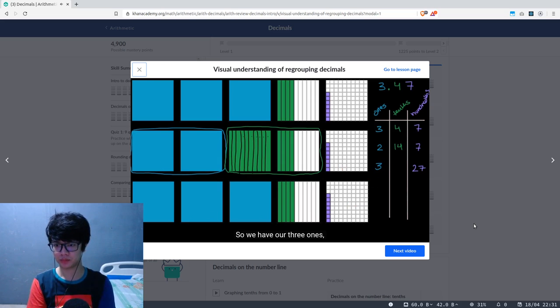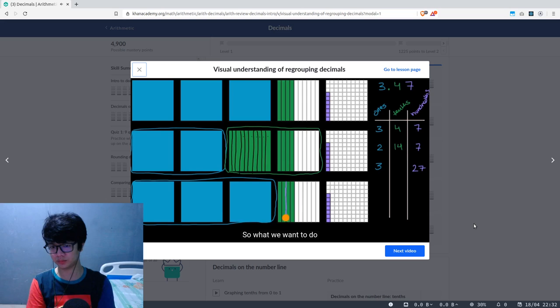So we have our 3 ones. That was just like the first case. Right over there, we have our 3 ones. But now we have 27 hundredths. So in addition to these 7 hundredths, we have to find another 20 hundredths someplace. Well, the most natural place to go would be right over here. And 20 hundredths is the same thing as 2 tenths.